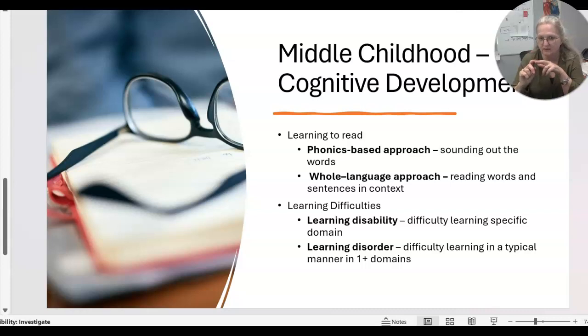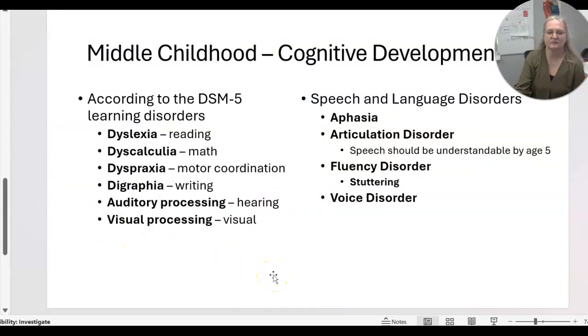Your textbook breaks down the difference between a learning disability and a learning disorder. To be completely honest with you, it doesn't offer enough difference between the two that it makes a whole lot of sense to me, but they characterize learning disability as difficulty learning in a specific domain, so specifically around reading or math or spatial processing. Learning disorders are difficulty learning in a typical manner. What those differences are is not completely clear to me. It's very vague, but your textbook does offer some more explanation of learning disorders and learning disabilities in this context.